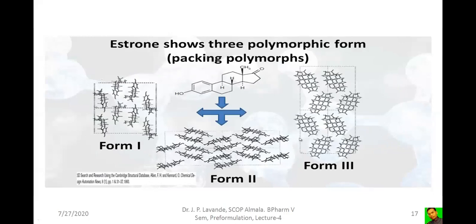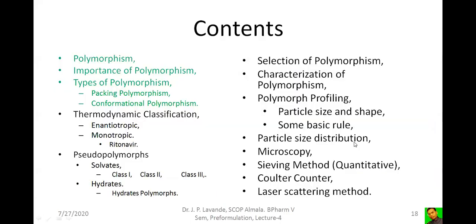This is an example of packing polymorphs, which shows three different polymorphic forms. The three different forms are structurally similar. This is form 1, this is form 2, and this is form 3. These three are interconvertible. So what we saw were the types of polymorphism. What are the different types? Packing polymorphism and conformational polymorphism. Conformational polymorphism is associated with the non-structural, and packing polymorphism is associated with the structural one.